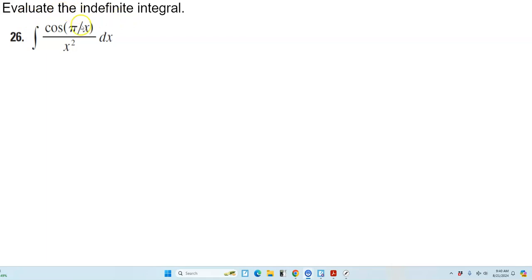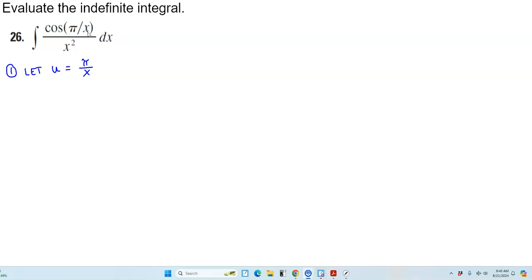Evaluate the indefinite integral. Here we have the integral of the cosine of pi divided by x squared dx. Okay, so here we want to figure out what we are going to do for the substitution. For this particular problem, we're going to let u equal pi over x.